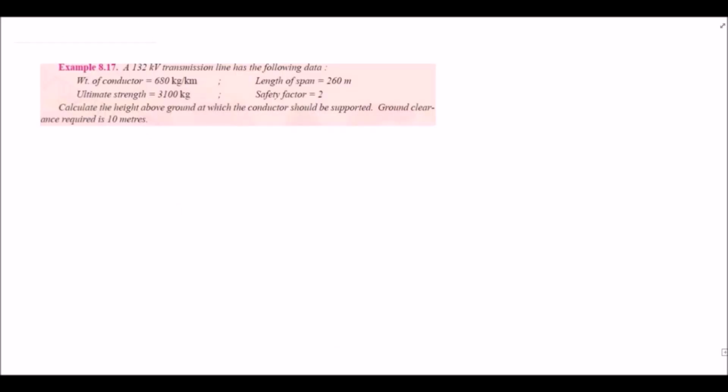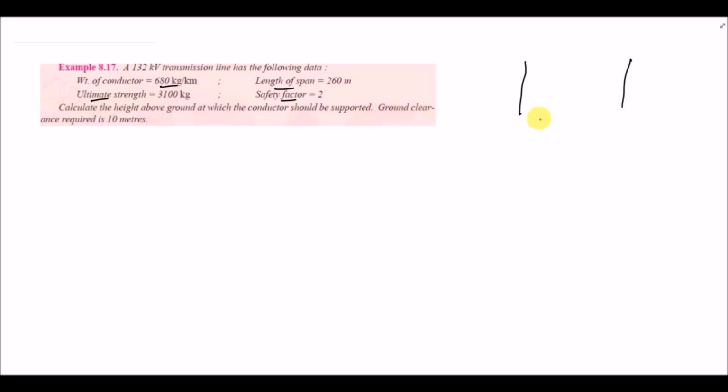Now we will be moving on towards the examples that are related to the sag calculation. In the first example, we are given a 132 kilovolt transmission line. The weight of the conductor is given, length of the span is given, ultimate strength is given, which will be used in the calculation of tension, and the safety factor is given. Now what we have to do is find the height above the ground at which the conductor should be supported, right? And ground clearance is given, which is equal to 10 meter.